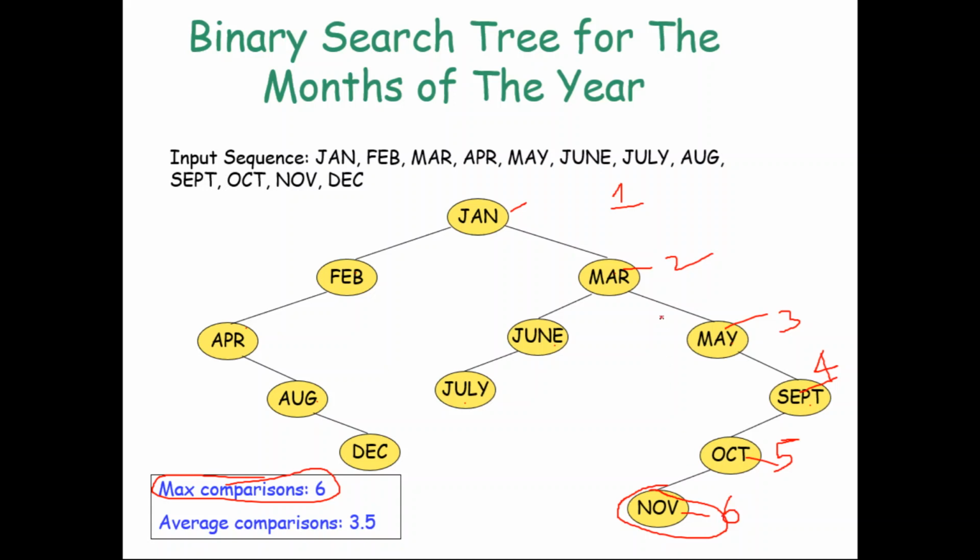If you add all these things, 1 plus 2 is 3, 3 plus 3 is 6, 6 plus 4 is 10, 10 plus 5 is 15, 15 plus 6 is 21. So 21, divided by the number of levels, and if you check the average comparisons, it will come to 3.5. So that is how we got this 3.5.